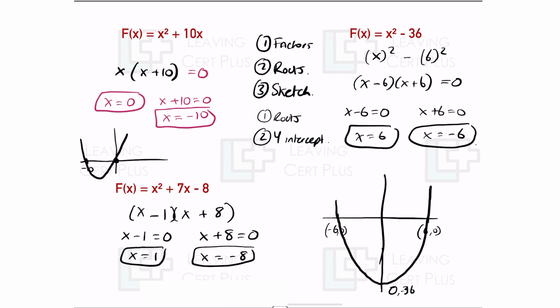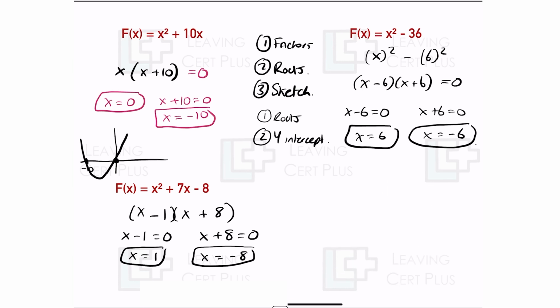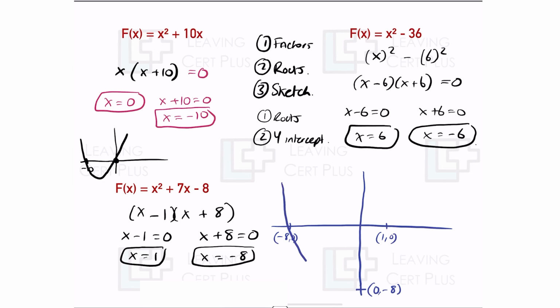So the y-axis intercept then, if I clear this space over here, the y-axis intercept is going to be at minus 8. So drawing out those landmarks, minus 8, 0 is here. We've got 1, 0 here. And then we've got minus 8 as our y-intercept down here. So that's 0, minus 8. And it's going to be positive x squared, so that's a smiley face. So it's going to look something like this. That's a rough sketch of the graph.